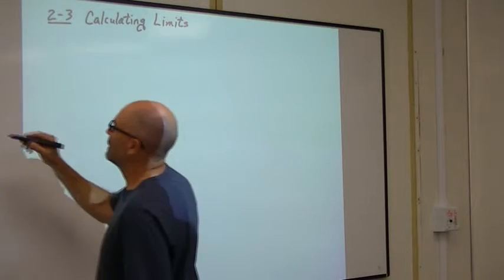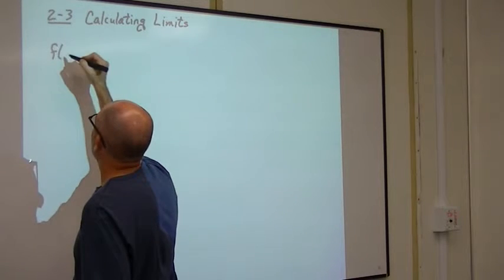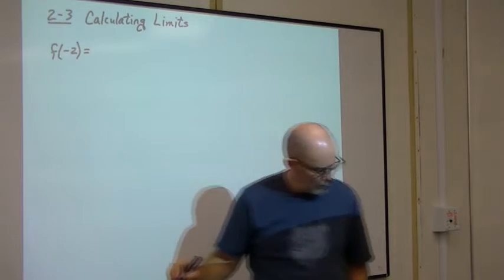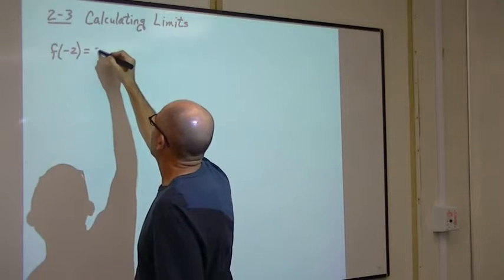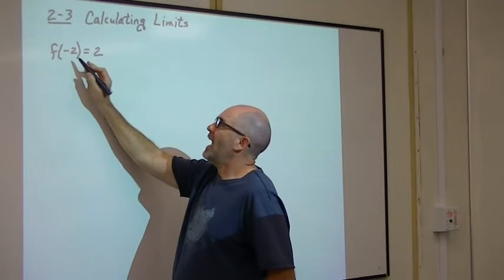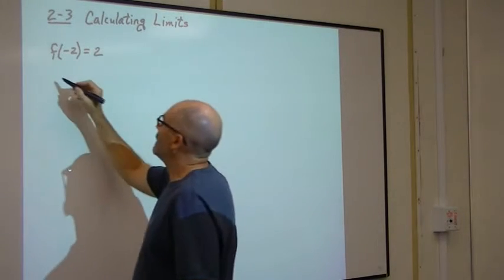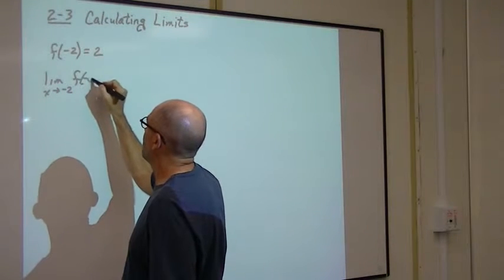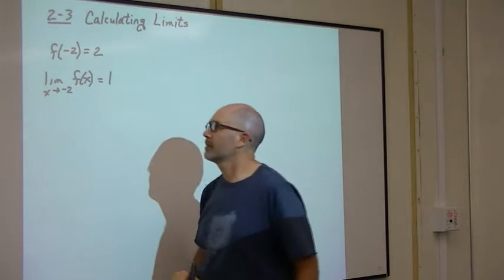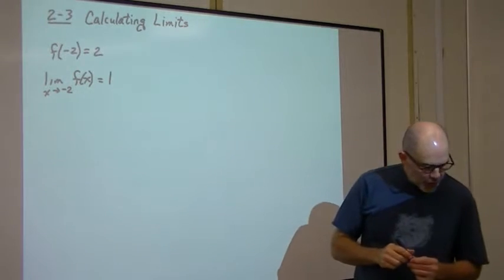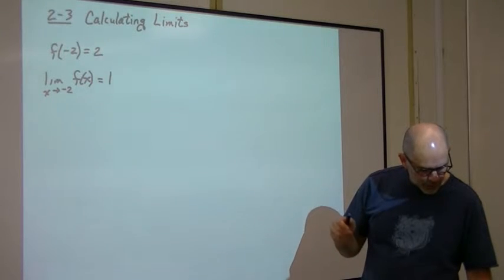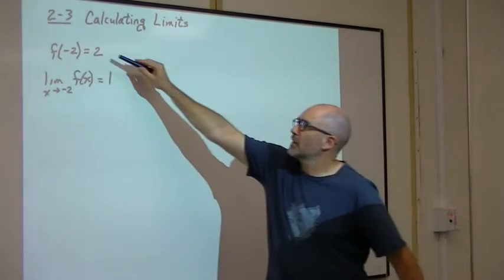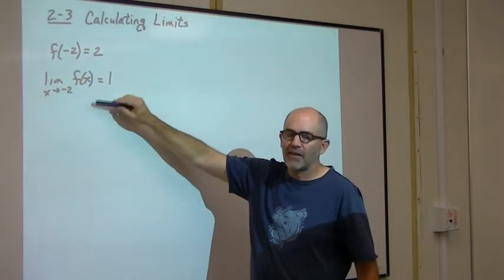So here's what we have in example 1. F of negative 2 equals 2. The function value at x equals negative 2 is 2, but the limit as x approaches negative 2 of f of x equals 1. Okay, so if you trace that function from the left, it's approaching 1. You trace it from the right, it's approaching 1. Now at x equals negative 2, it equals 2. But that doesn't have anything to do with the value of the limit.